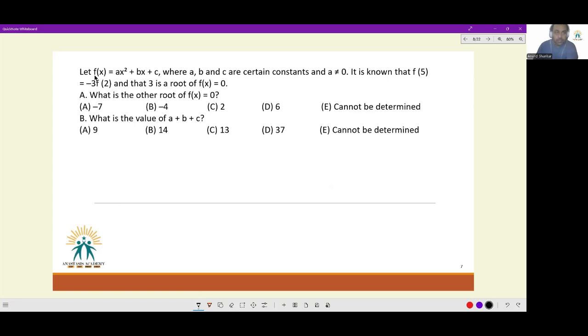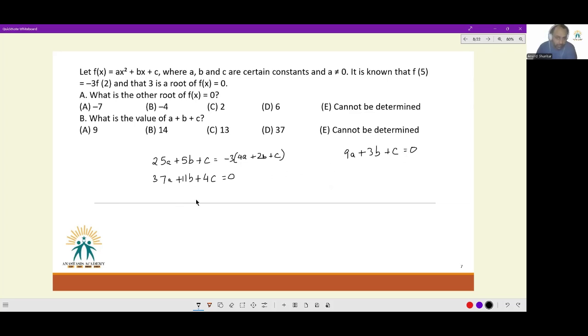Let's start. First thing, fx is this, where a, b, c are certain constants. A is not equal to 0, and it is known that f5 is equal to minus 3 of f2. f5 will be 25a plus 5b plus c is equal to minus 3 of 4a plus 2b plus c. So this gets me 37a plus 11b plus 4c is equal to 0. We are also told 3 is a root, which gives us 9a plus 3b plus c is equal to 0.